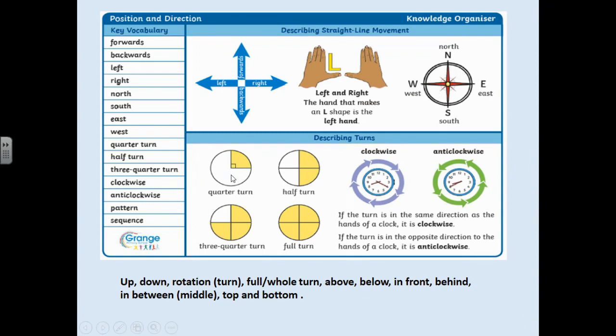Then we were describing turns, and over here we looked at, depending on which way the person or the animal is facing, a quarter turn, half turn, three-quarter turn and full turn or whole turn, either clockwise. Remember, clockwise is the turn in the same direction as the hands of a clock. And anti-clockwise is if the turn is in the opposite direction to the hands of a clock.